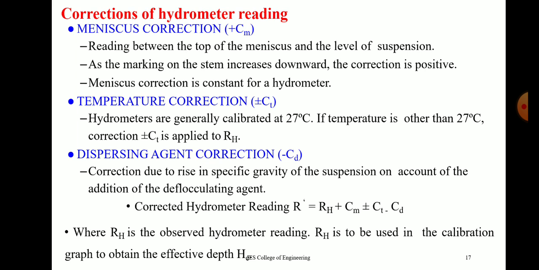Correction due to rise in specific gravity of the suspension on account of the addition of the deflocculating agent, and it is denoted by Cd. Next, the corrected hydrometer reading is equal to Rh plus Cm plus or minus Ct minus Cd, where Rh is the observed hydrometer reading, and Rh is to be used in the calibration graph to obtain the effective depth H.